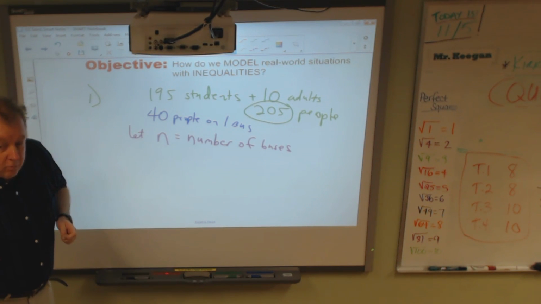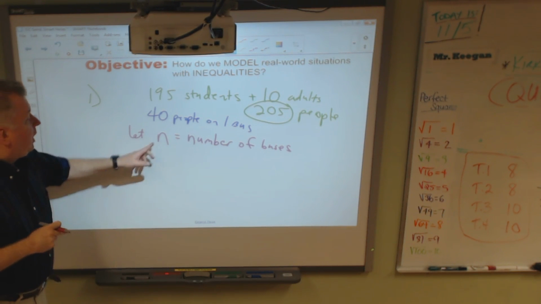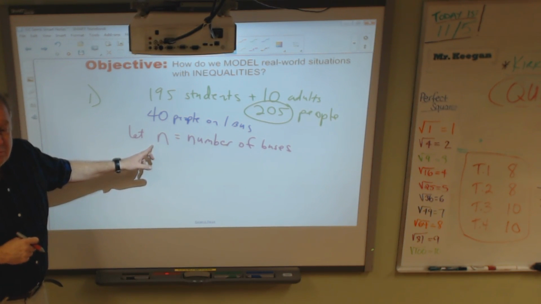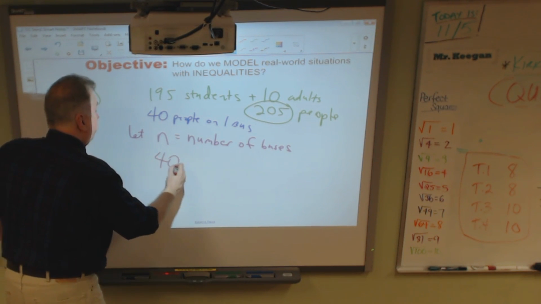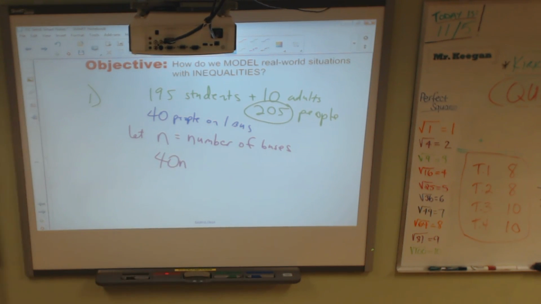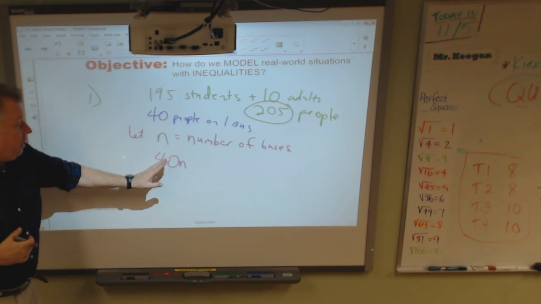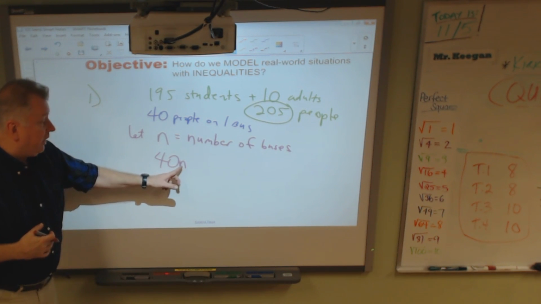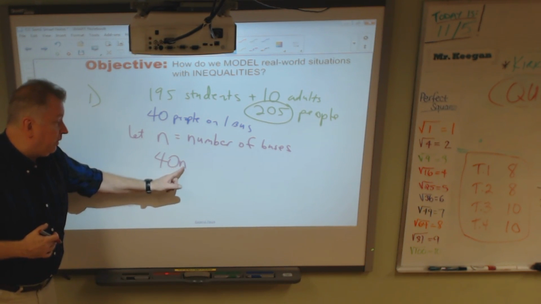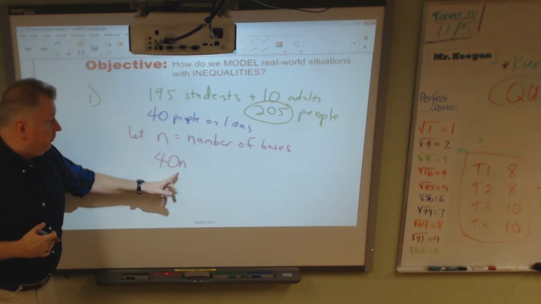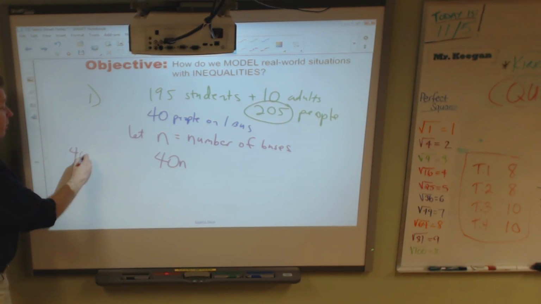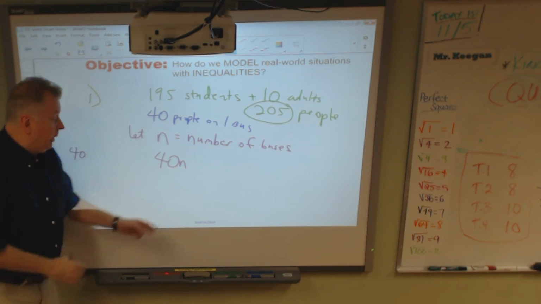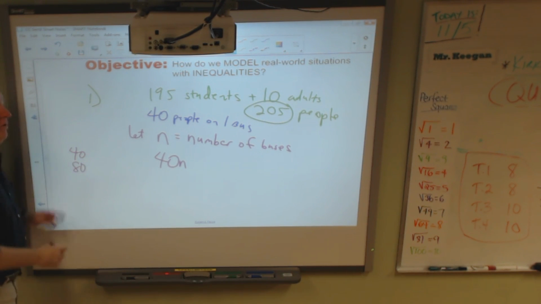I was about to say 40B, but I'm using n. So 40n. That's all you need. If each bus holds 40 and there's n buses, you would just multiply the number of buses times 40, right? So if n is 1, you'd have 40 times 1 is 40 people. If n is 2, you'd have 40 times 2 is 80 people, etc.